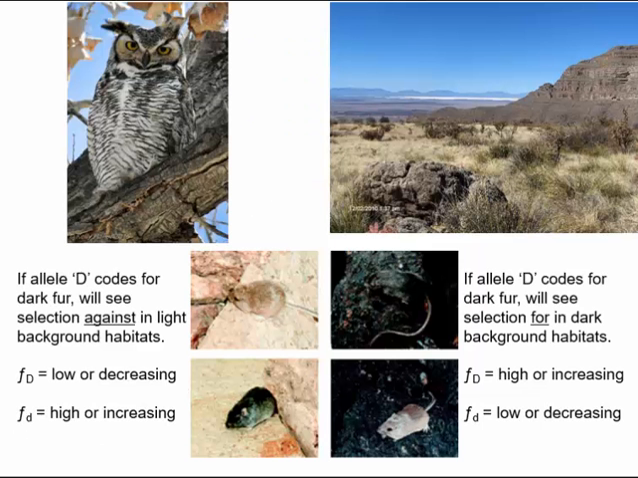And so we could look at the genetic diversity, and if we said allele big D codes for dark fur, we would see selection against, or decreasing numbers of, that big D allele in these sandy, light-colored habitats for these dark-colored mice, right? Because they're getting eaten by owls. And then again, it's flipped around when we look at these dark-colored habitats. These light-colored mice are going to be more conspicuous, and therefore you'd see that little d allele decreasing over time as a result of natural selection. So that's how selection can change allele frequency.